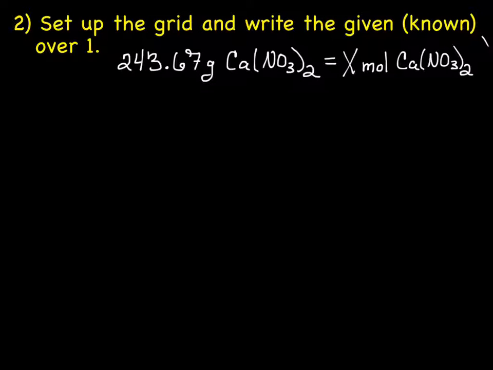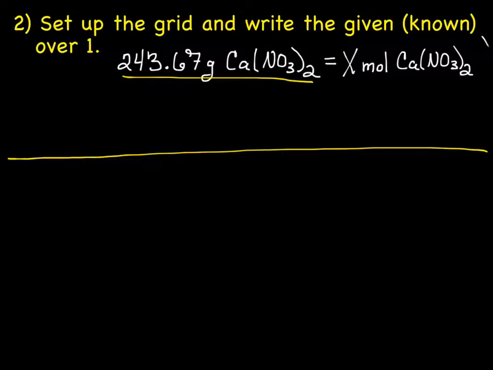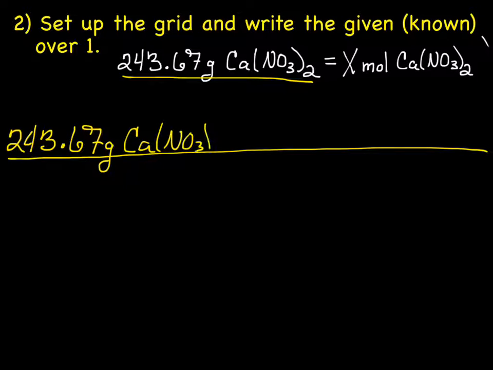Step 2, set up the grid and write the given or the known over 1. So, we've got our grid here, and our given is this part. So we know we have 243.67 grams of Ca(NO3)2 over 1.